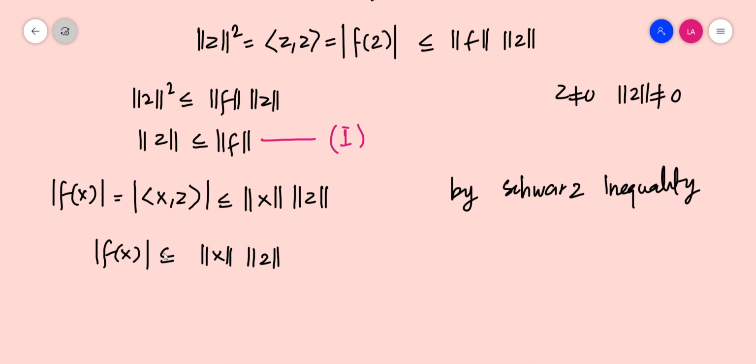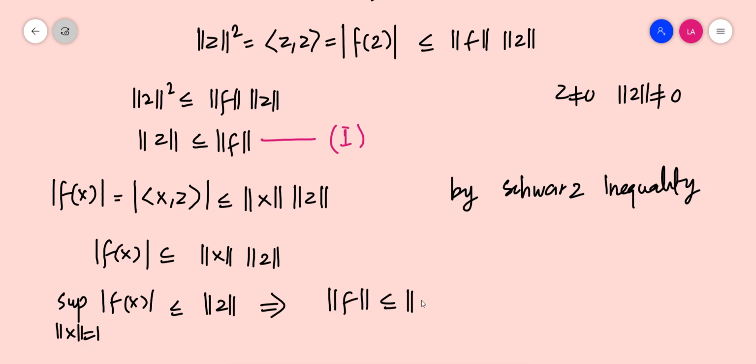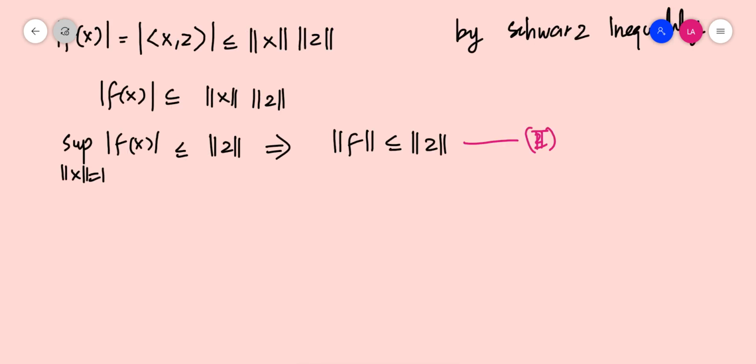Now we take the supremum over all x such that norm x is equal to 1. So supremum over modulus of f of x with norm x equal to 1 should be less than or equal to, here norm x is equal to 1, norm z. Now this by definition is norm of f. So which implies norm of f should be less than or equal to norm z. So this is equation number 2. So from 1 and 2, norm z is less than or equal to norm f, and norm f is less than or equal to norm z, means norm f should be equal to norm z.